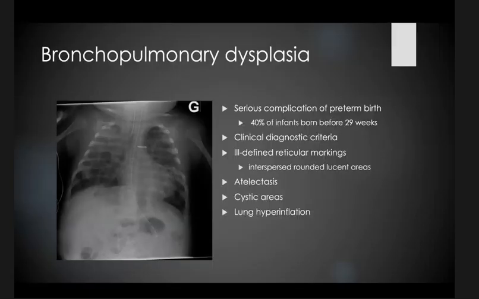In the long run, you can have a serious complication of preterm birth, which up to 40% of children born before 29 weeks can have. It's a clinical diagnosis, based on how long the baby will need oxygen supply or non-invasive lung assistance. But as a radiologist, you will see a lot of those babies with reticular markings, with rounded lucent areas, which are atelectasis, cysts and lung hyperinflation.